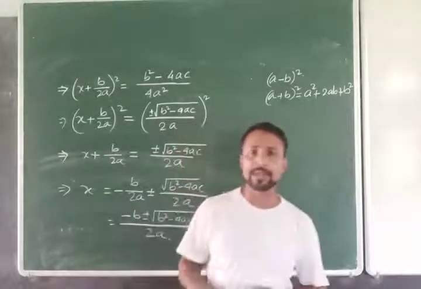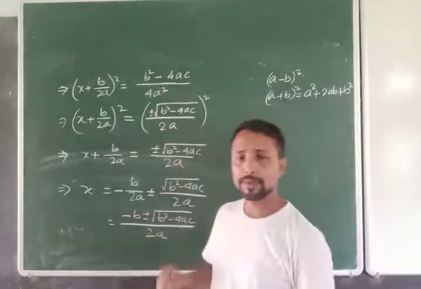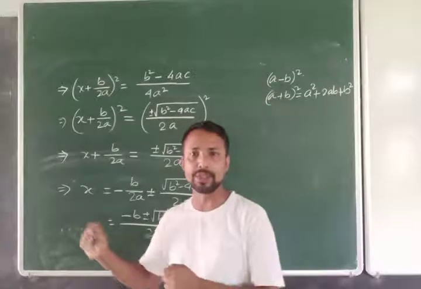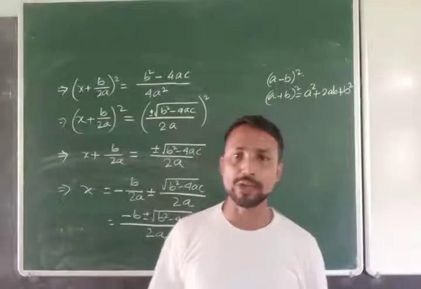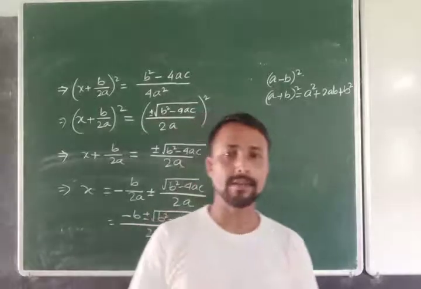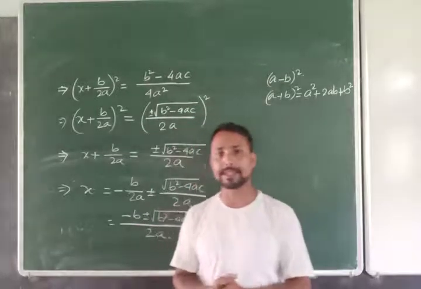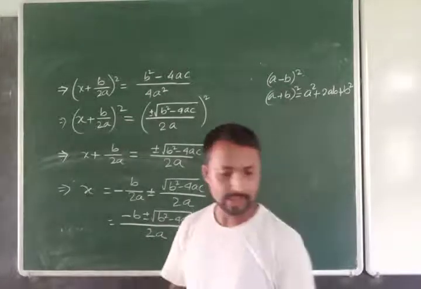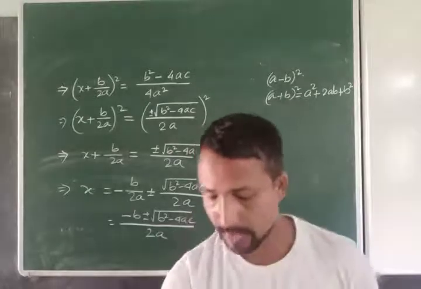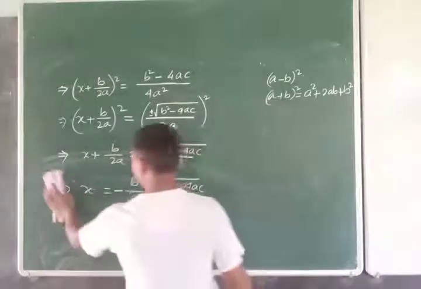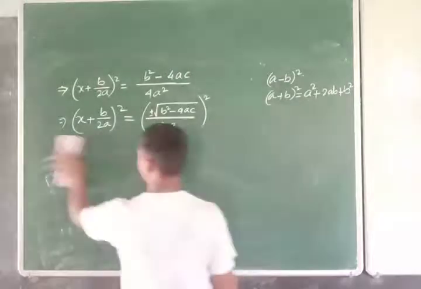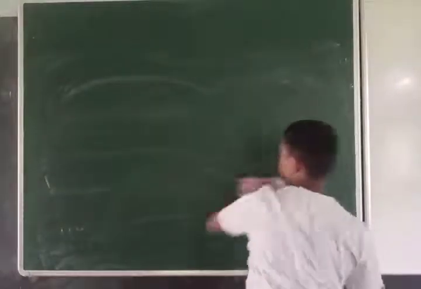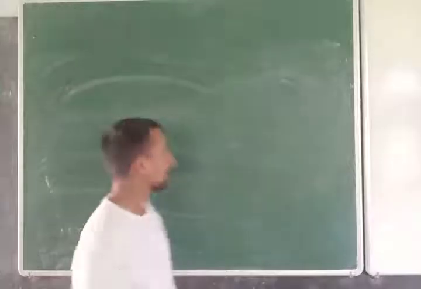So the nature of the roots can be determined. If b square minus 4ac is equal to 0, then the real roots are always equal. If b square minus 4ac is greater than 0, then the real roots exist, and those roots are not equal to each other.